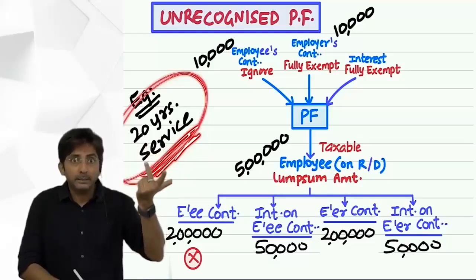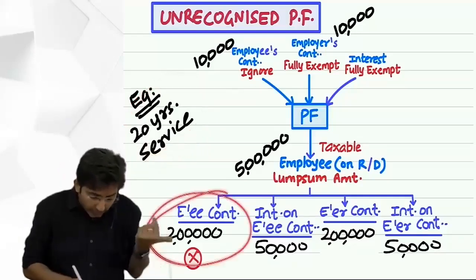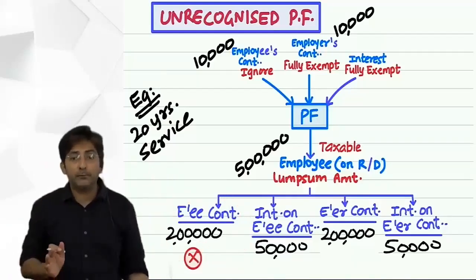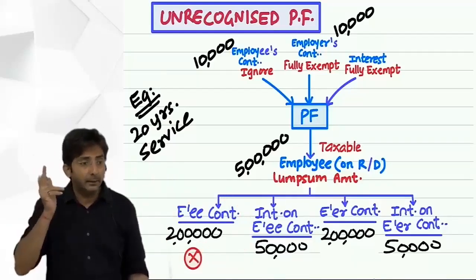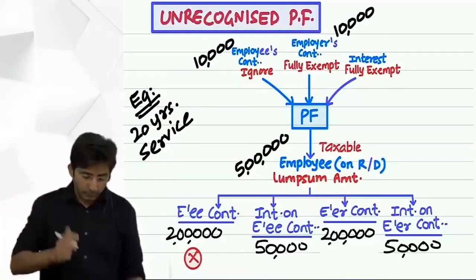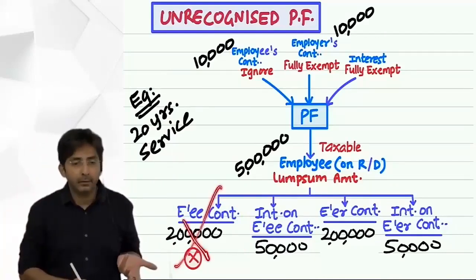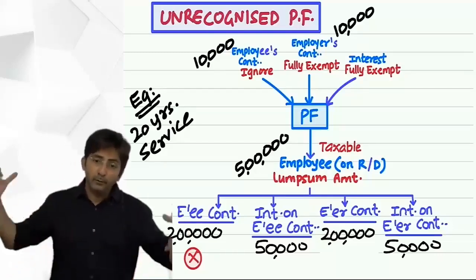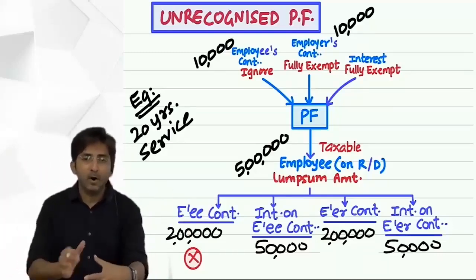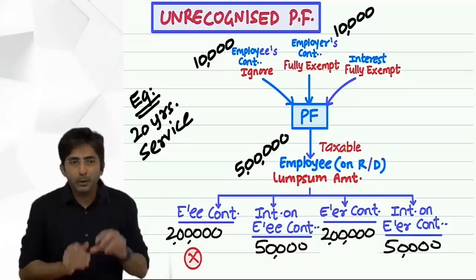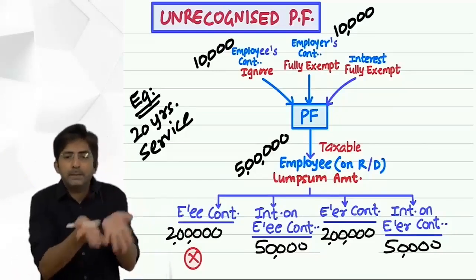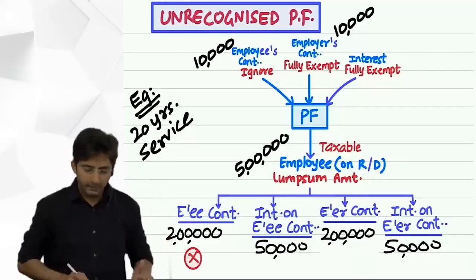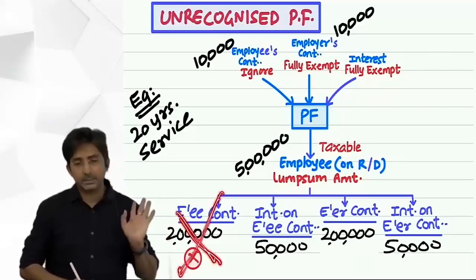And gross means from that only this is accumulated. So this has already been taxed as a part of basic salary during his 20 years of service. So this cannot be taxed again. Although we say that unrecognized provident fund will be taxable, it is not the employee's contribution, because the employee's contribution comes from basic, and basic is independently taxed on a gross basis. So this should not be taxed.